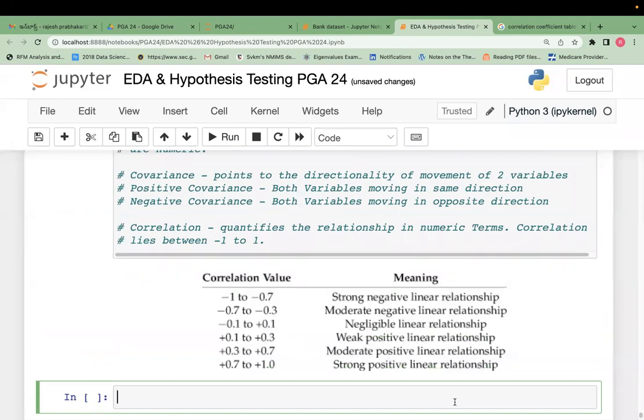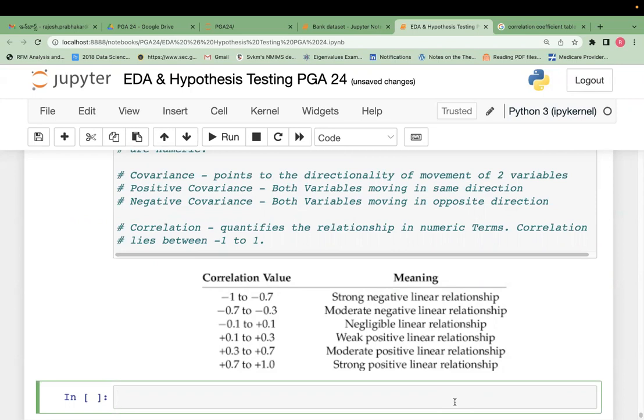So these are the values. -1 to -0.7, strong negative. -0.7 to -0.3, moderate negative. -0.3 to -0.1, weak negative. -0.1 to +0.1 is negligible. Plus 0.1 to 0.3 is weak. Plus 0.3 to 0.7 is moderate. 0.7 to 1 is strong positive. These are the values you need to look for, the values and their meaning.